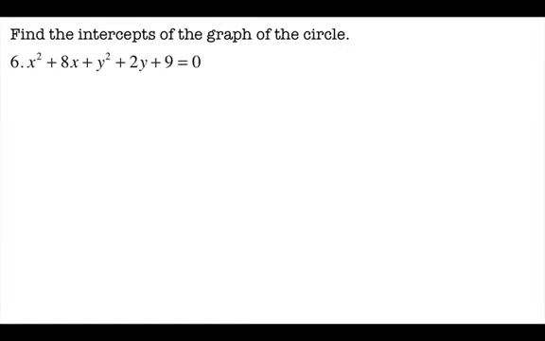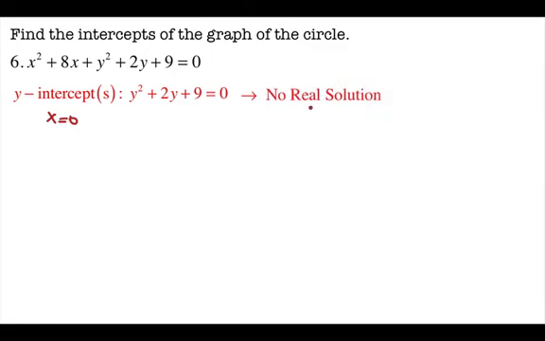It says find the intercepts of the graph of the circle. So we're looking at x squared plus 8x plus y squared plus 2y plus 9 equals 0. First, let's find the y-intercept. So I'm going to set x equal to 0. If you remember, x equal to 0 to find the y-intercept. So this is what we get once I plug in x equals 0 into my equation. I try to factor this, and it gives me no real solution. So that's why there's no y-intercept.